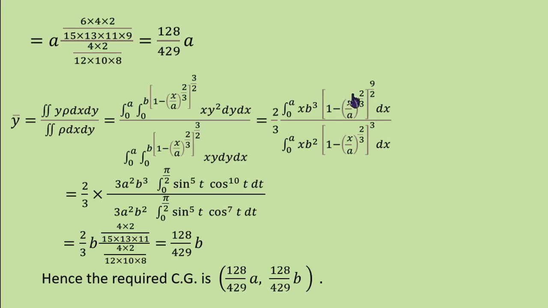So what is the substitution here? X is a sin cube t. Then you know how to substitute everything. Dx becomes, when x is a sin cube t, dx is 3a sin square t cos t into dt. So that is how we can substitute. Then the limit becomes 0 to pi by 2, and by the reduction formula, very easily you can integrate these terms. Okay. This is how we can find the center of gravity.